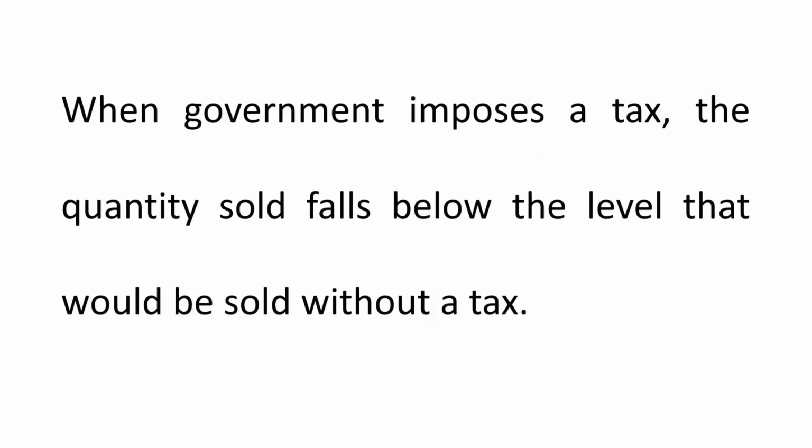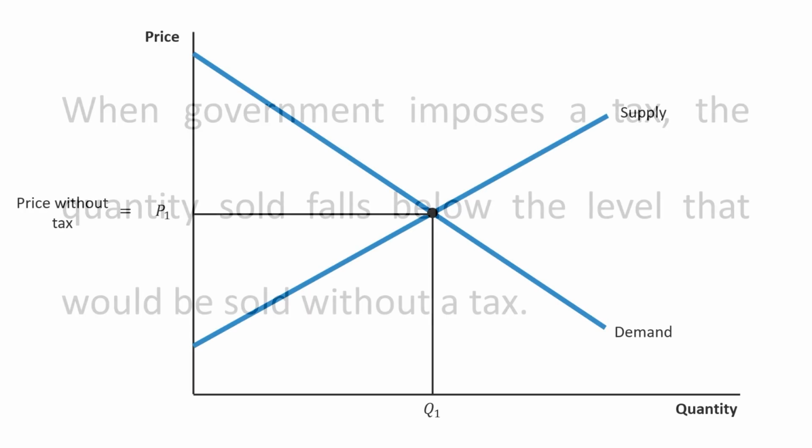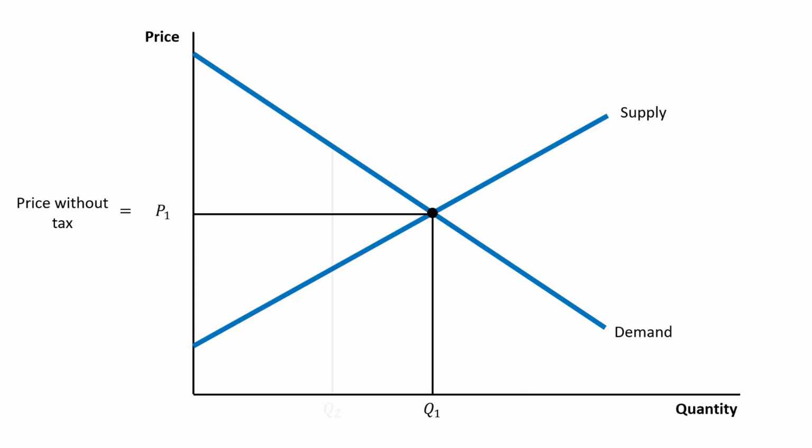When the government imposes a tax, the quantity sold falls below the level that would be sold without a tax. Basically, this is quantity without tax and this is quantity with tax.